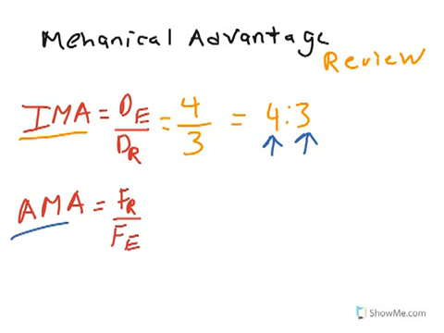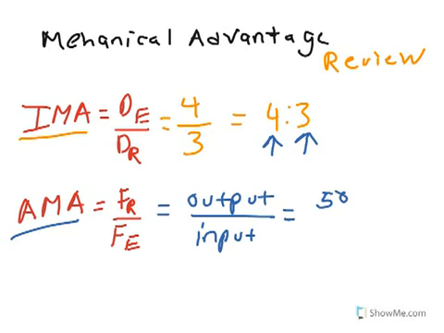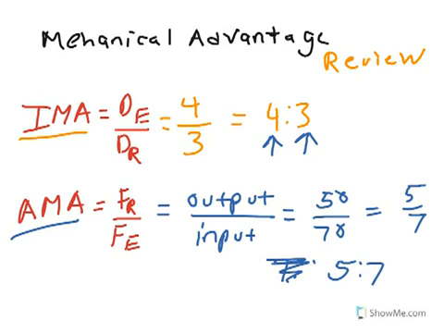For actual mechanical advantage, or AMA, we're dealing strictly with forces. The force of resistance is the output force. Force of effort is the input force. So to turn a screw, if it needs 50 pounds to turn the screw in, and I'm putting in 70 pounds, my mechanical advantage is 5 over 7. I could also write it as a ratio, 5 to 7.